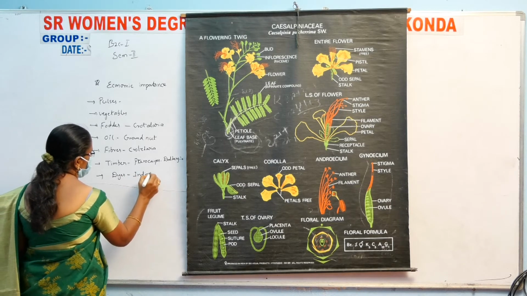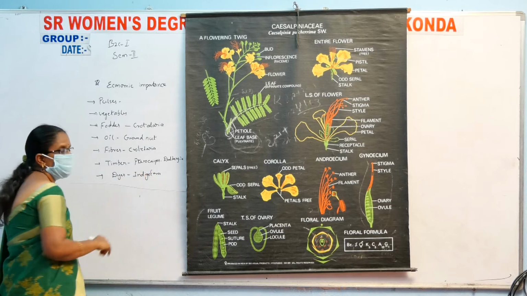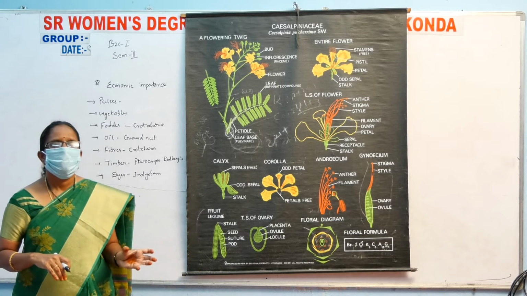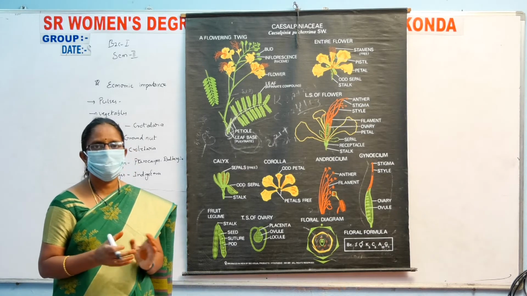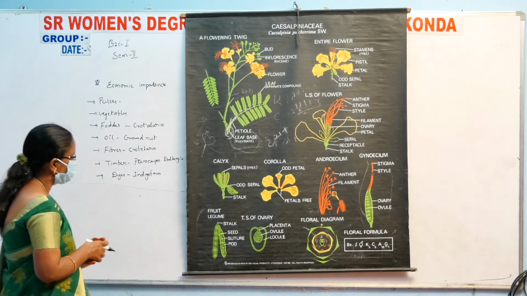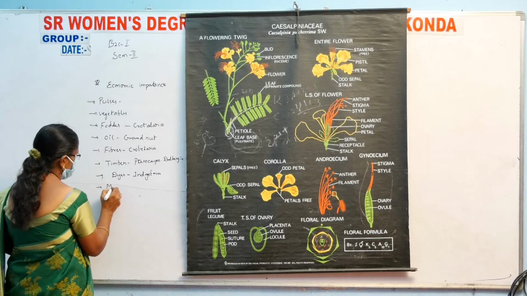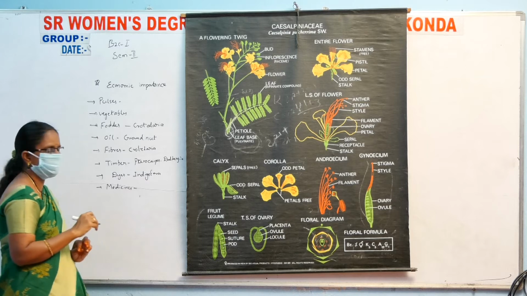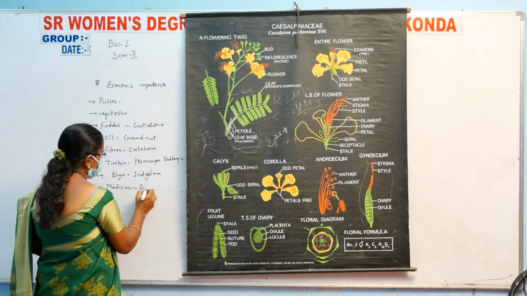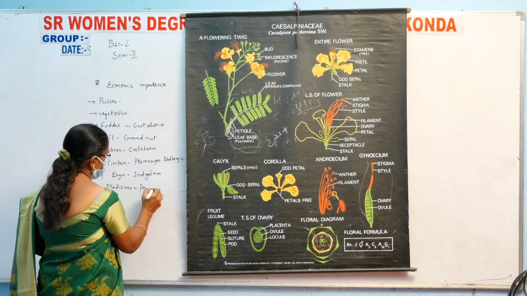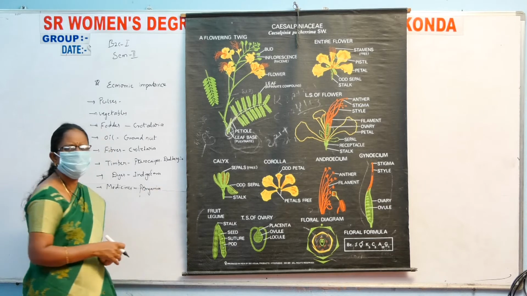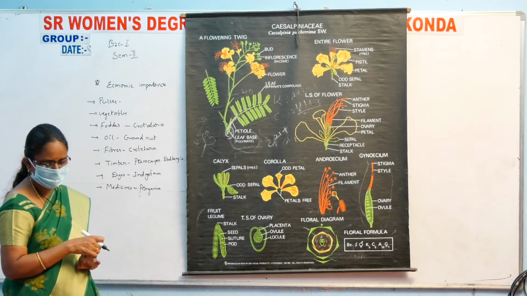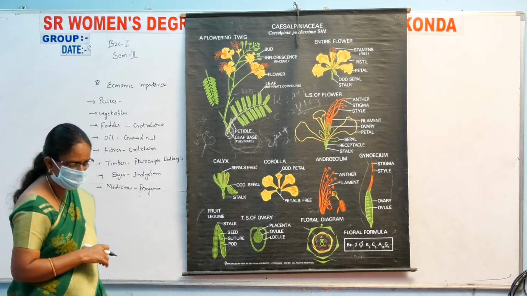This Indigofera blue color dye is prepared from the Indigofera plants, and the dye is used in the printing of cloths. And next one is medicines. Used as the medicines. For example, Pongamia and different types of plants are also used as medicines. For example, Pongamia, Sesbania, different examples.